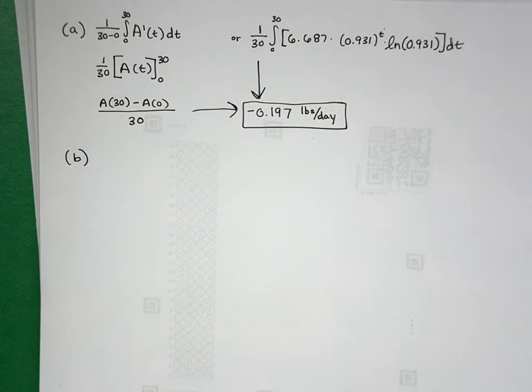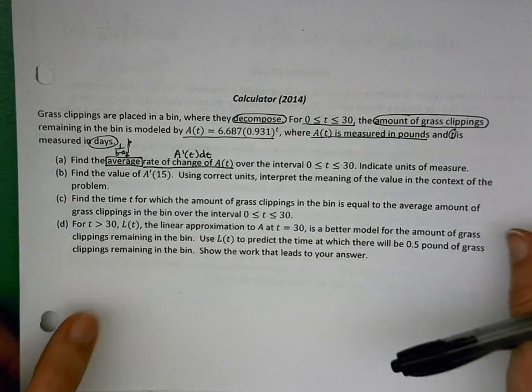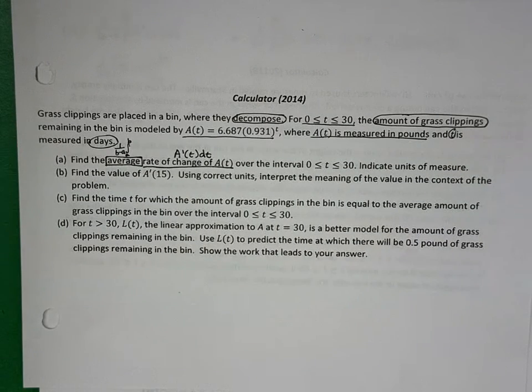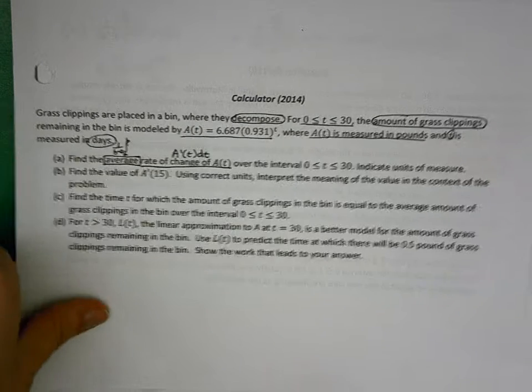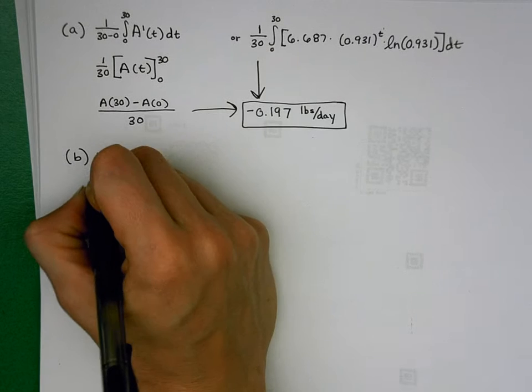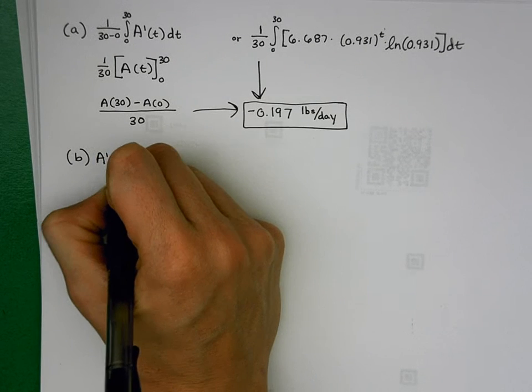And we're on to part B. Part B reads, find the value of a prime of 15. Using correct units, interpret the meaning of the value in the context of the problem. So we're finding a prime of 15.